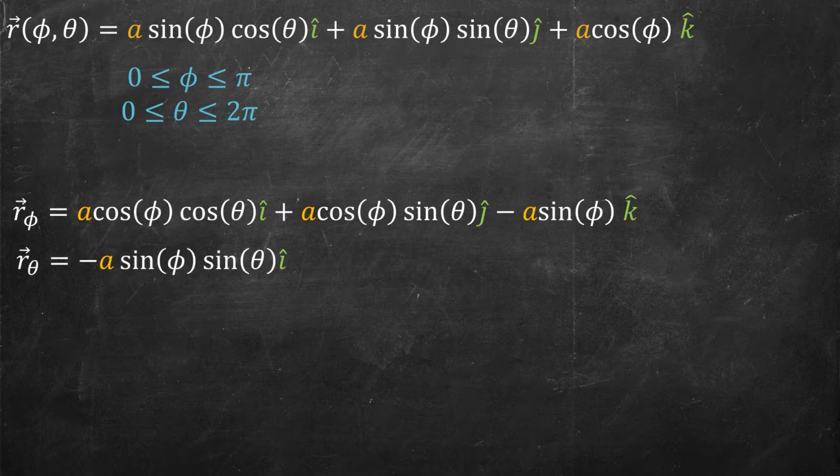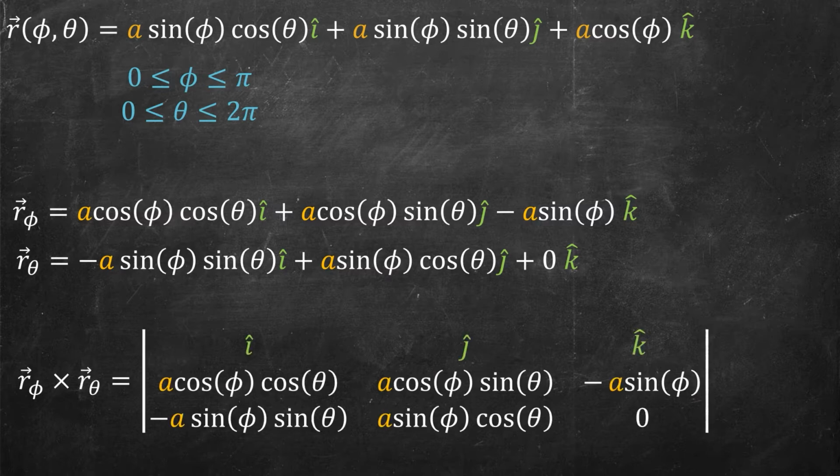I'll do the exact same thing for theta. So now I am leaving anything to do with phi fixed. I'm taking the derivative of cosine and getting negative sine, the derivative of sine and getting cosine. And then for the k hat term where there is no theta, the derivative of a cosine phi with respect to theta is just 0.